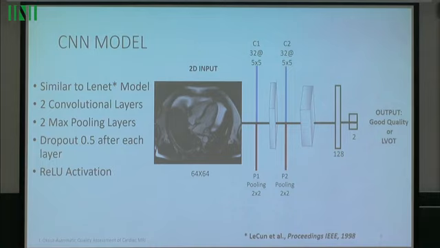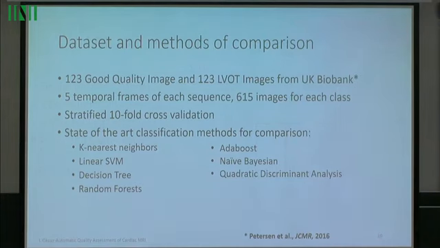After each convolutional layer, a rectified linear unit nonlinearity activation is used. We then apply pooling on each feature map to reduce the filter responses to a lower dimension. We apply dropout with a probability of 0.5 at all convolutional layers, and after the first fully connected layer, we enforce regularization. At the end, we have 2 dense layers in order to end up with an output consisting of a good quality and LVOT classification score.